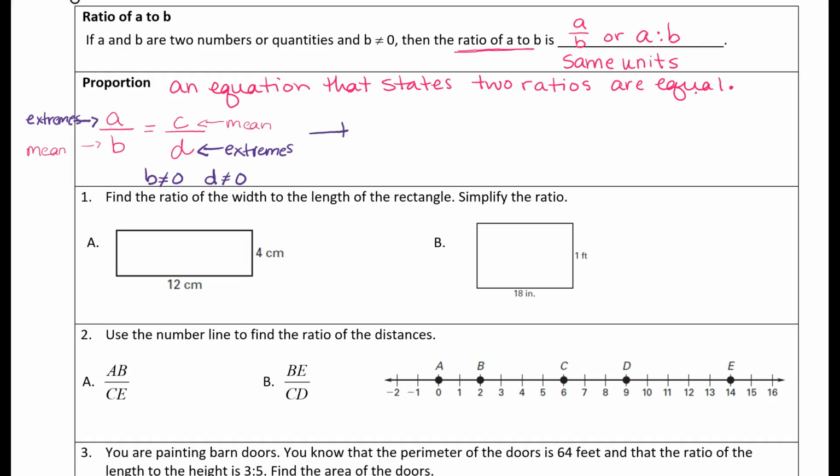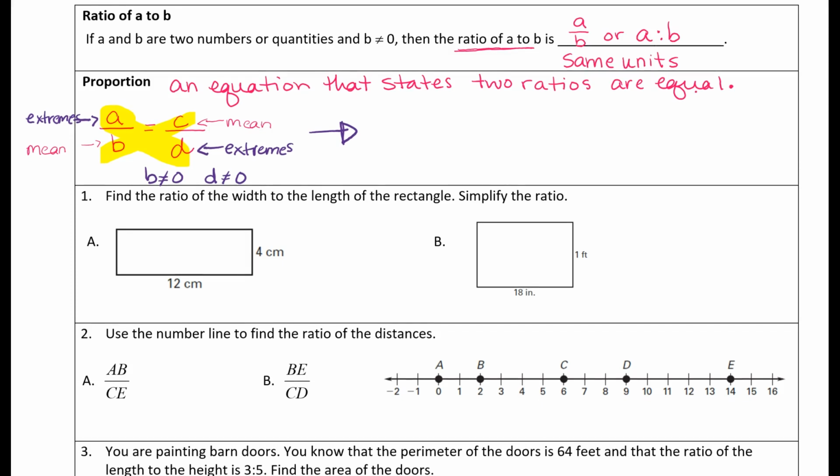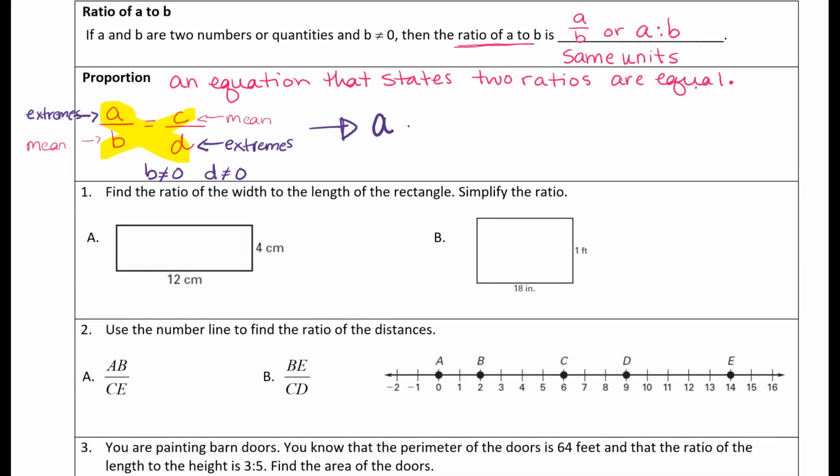So if everything here is true, then the way that we can solve this is simply by cross multiplying. So we could multiply the A and the D and the C and the B, and then we would end up getting A times D, so that would be here, equal to C times B, which would be here.